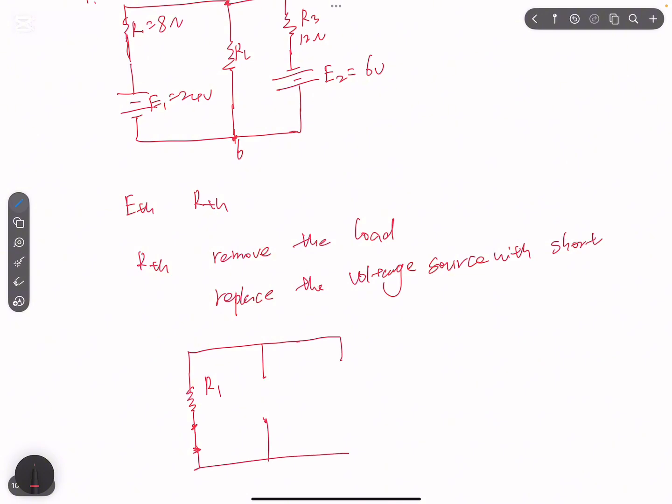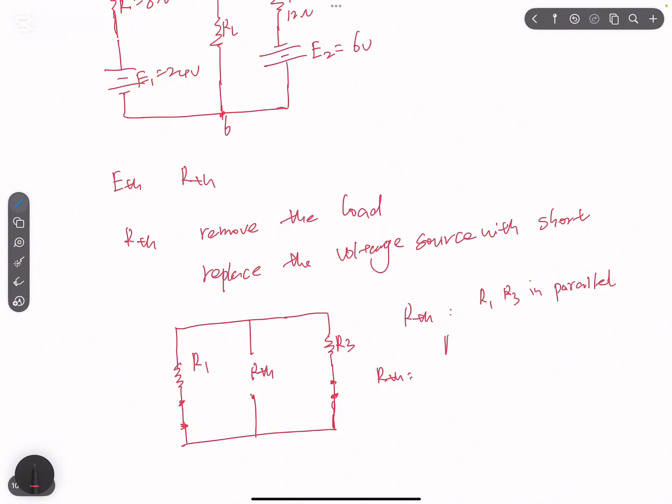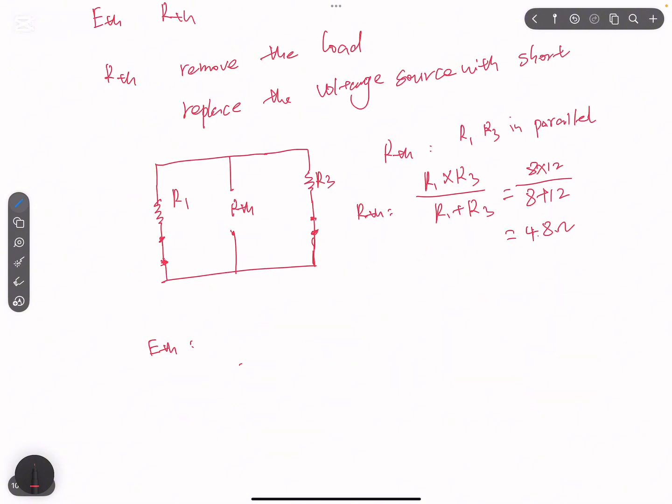Then we replace the E2 with a short. This is R3. It's a short here. This will be RTH. So basically RTH is R1 and R3 in parallel. So RTH will be R1 times R3 divided by R1 plus R3. That will give us 8 times 12 divided by 8 plus 12. That's 4.8 ohms.